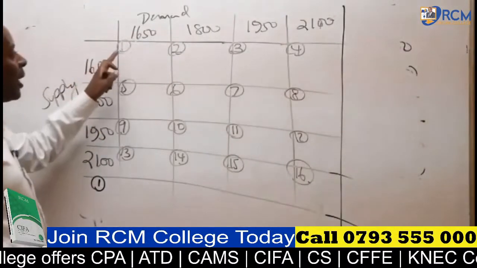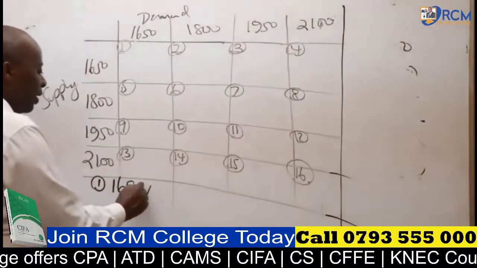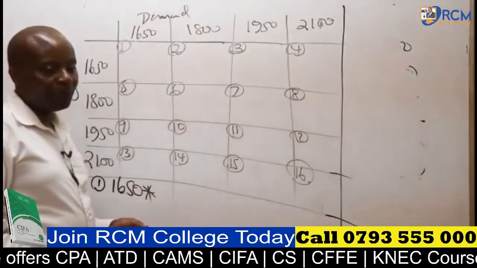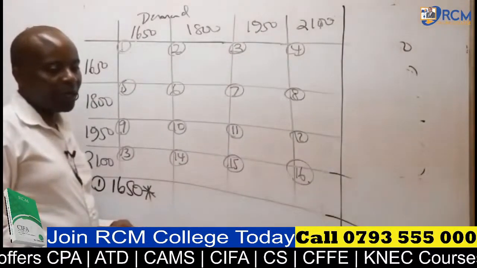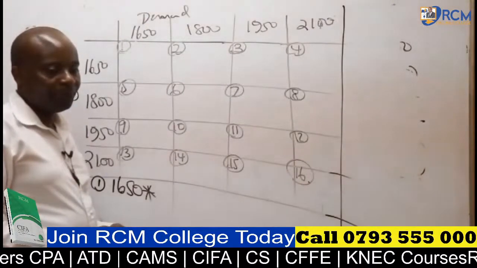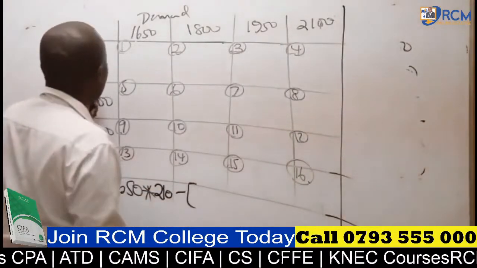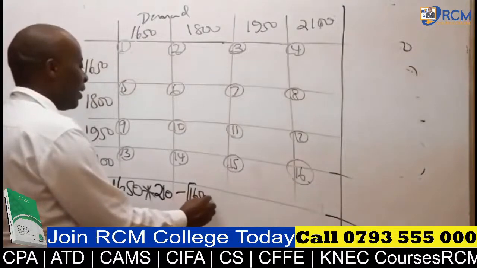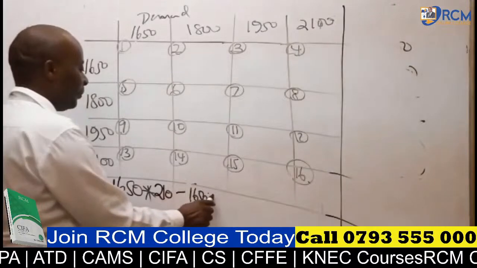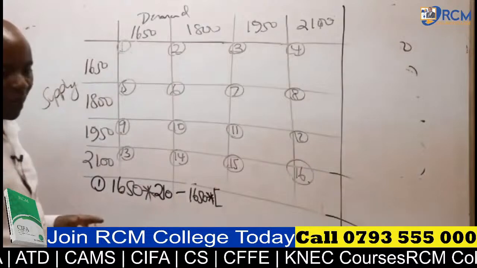Supply is 1650 and demand is 1650, so I'm going to sell 1650. Do we have the selling price? What is the selling price per bracelet? 210. Minus, of course, we have supplied 1650. Have they given me the cost of procuring this? Yes, Lokai tells me 130.